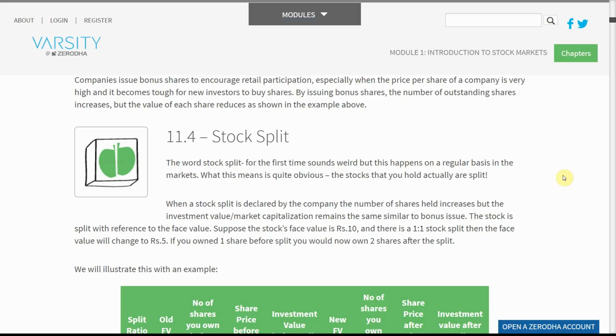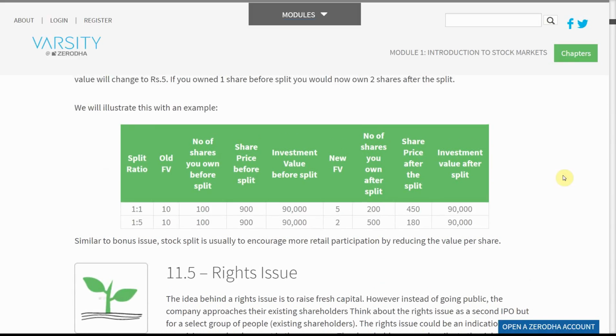The stock is split with reference to the face value. Suppose the stock's face value is 10 rupees. And there is a 1-to-1 stock split, then the face value will change to 5 rupees. If you owned 1 share before split, you would now own 2 shares after the split. We will illustrate this with an example.